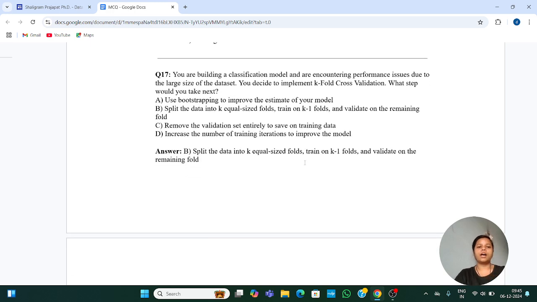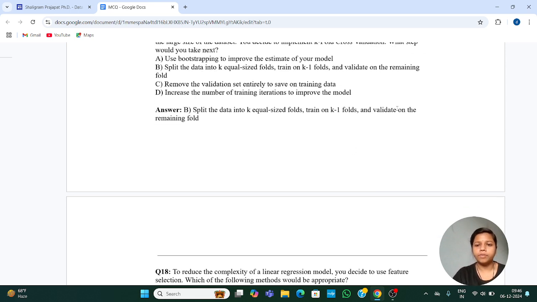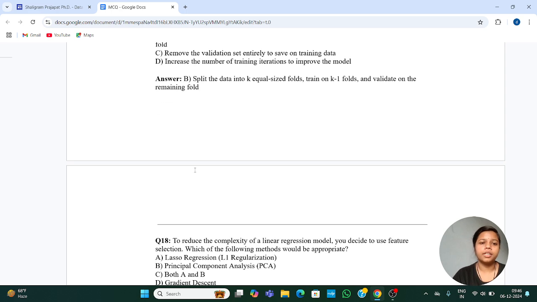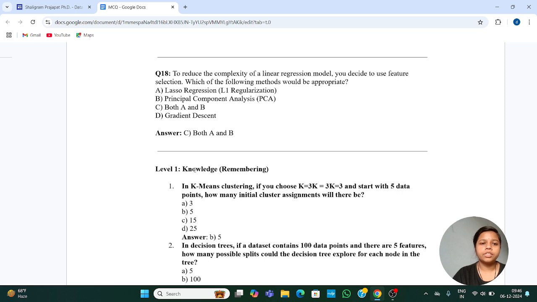Next question: you are building a classification model and are encountering performance issues due to the large size of the dataset. You decide to apply k-fold cross validation. What step would you take next? The answer is split the data into k equal-sized folds, train on k-1 folds, and validate on the remaining fold.